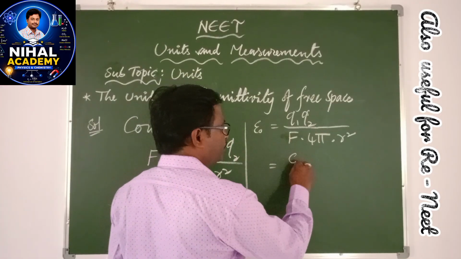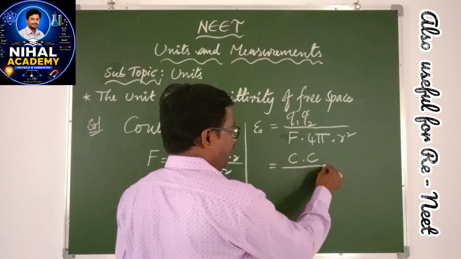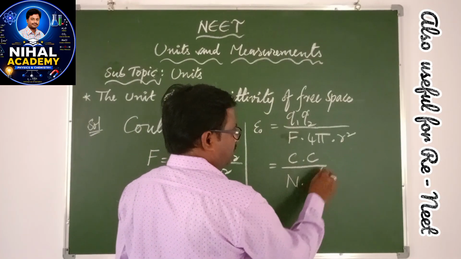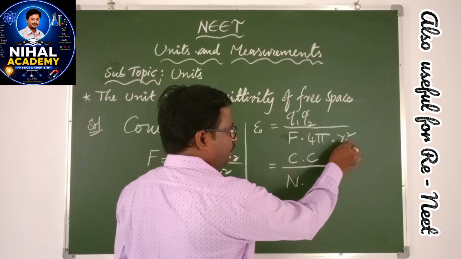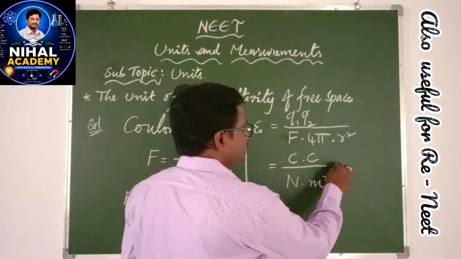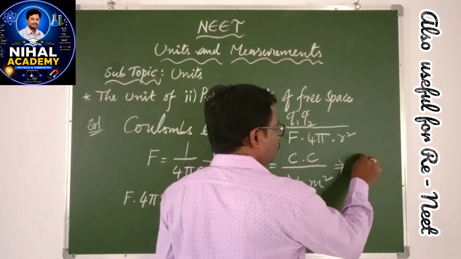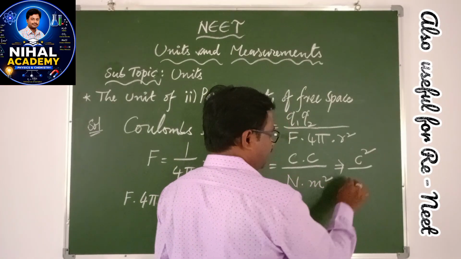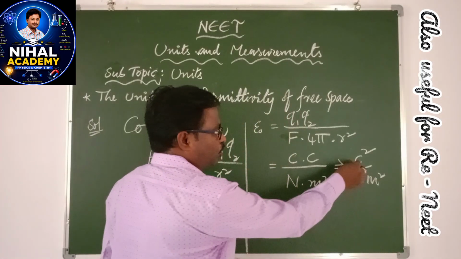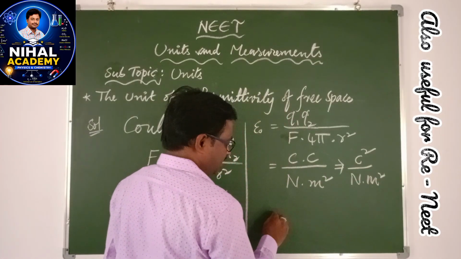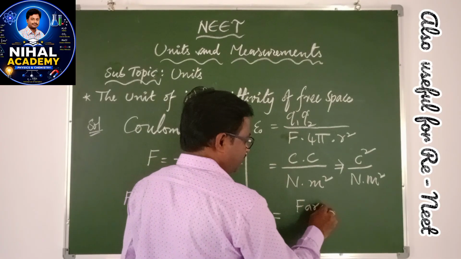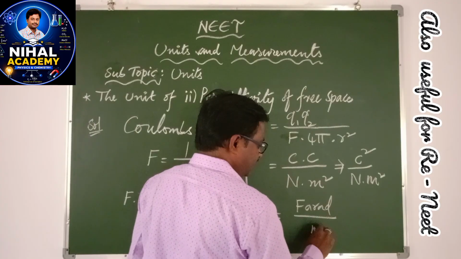The unit is Coulomb into Coulomb by force Newton and R square, distance between the two charges, so meter square is the unit. So this is equal to Coulomb into Coulomb, Coulomb square by Newton meter square. We know that Coulomb square by Newton meter is equal to 1 farad. So this is equal to farad by meter.